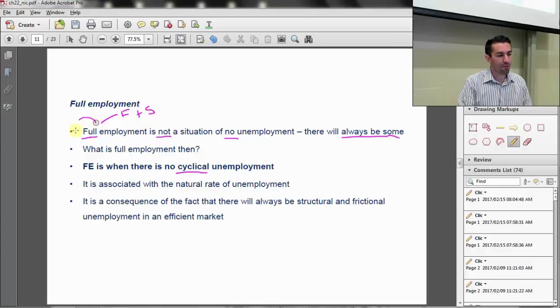If we have full employment, another way of saying we have full employment is to say we are at the natural rate of unemployment. The natural rate of unemployment is frictional plus structural unemployment. Okay? If we are not at the natural rate of unemployment, then it means we have some form of cyclical unemployment.